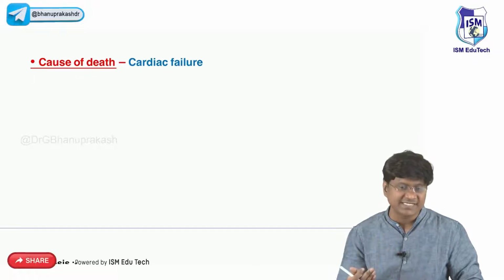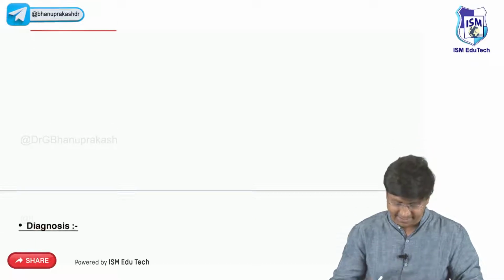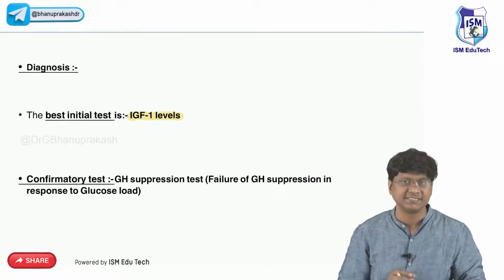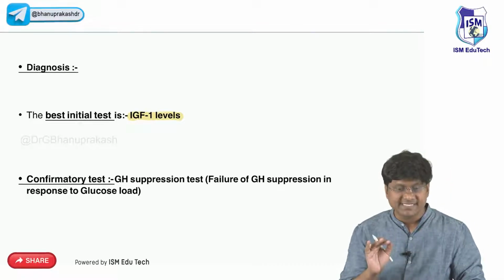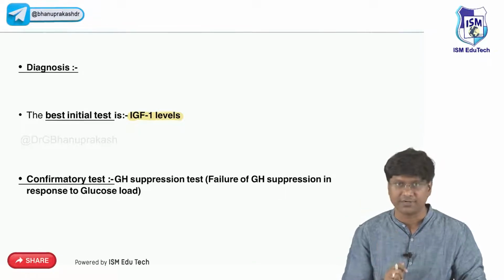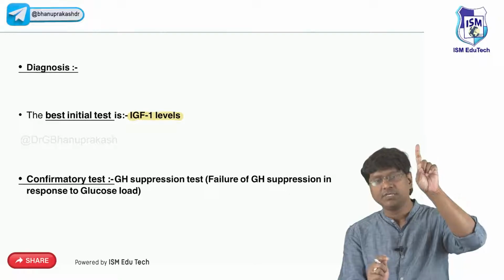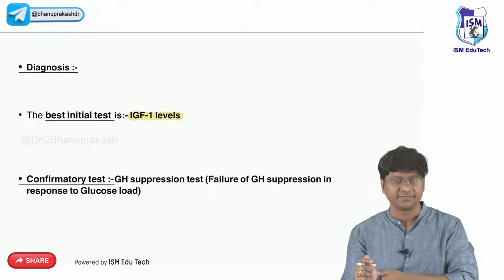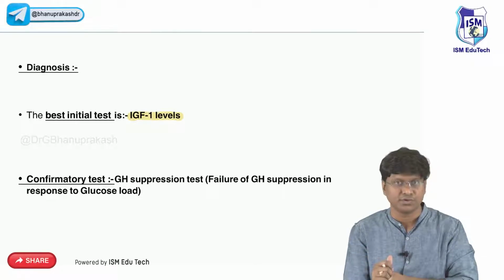Then how do you investigate these patients with acromegaly? Now, if you see the question, what is the best initial investigation? That is IGF-1 levels. These IGF-1 levels are elevated. What is IGF-1? It is nothing but somatomedin. Now, the growth hormone which is produced in the anterior pituitary will come and act on the liver. Liver is the target organ for growth hormone.